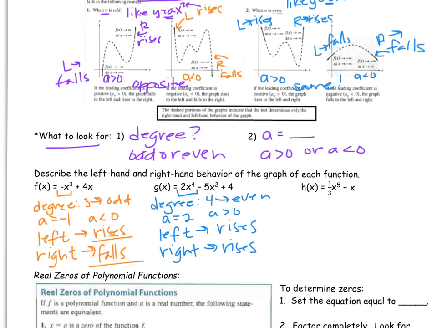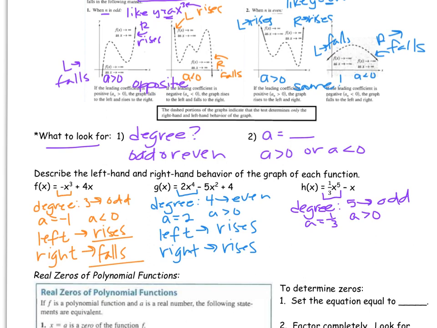Last one, h of x equals 1/3 x to the 5th minus x. Again, we start by identifying our degree. The exponent here is 5. That's a quintic function, but it's also going to be an odd function. The a value, that lead coefficient, is 1/3, and that is greater than 0.